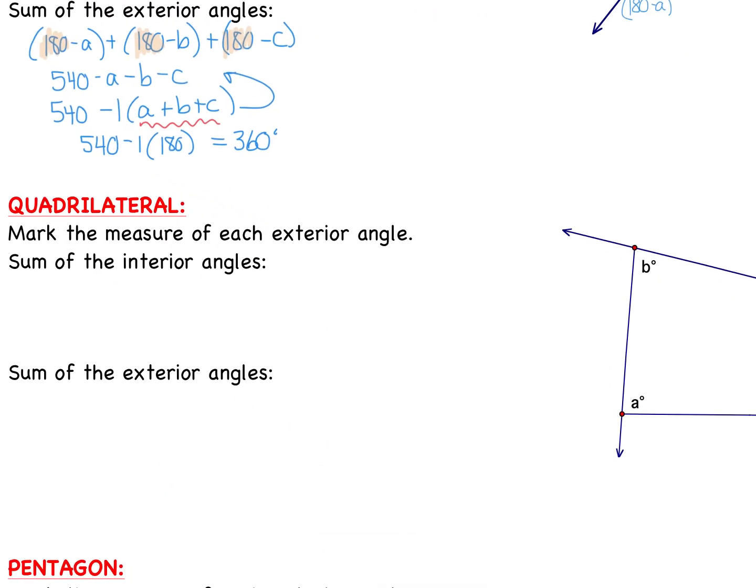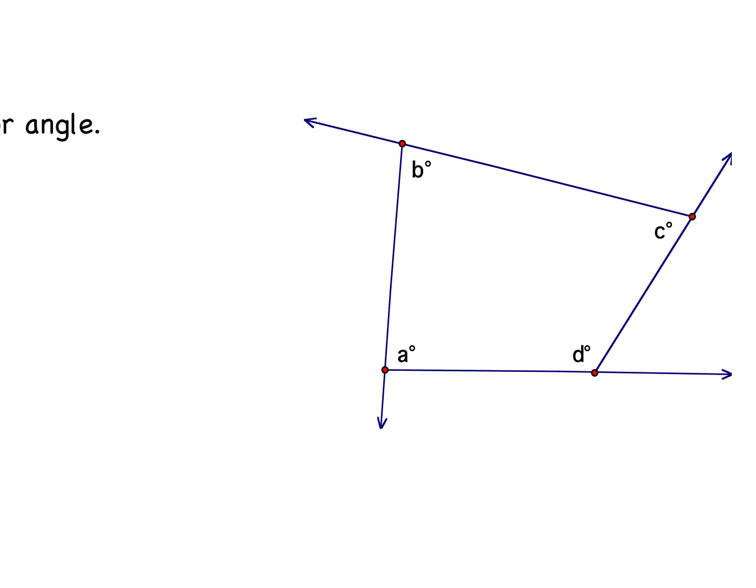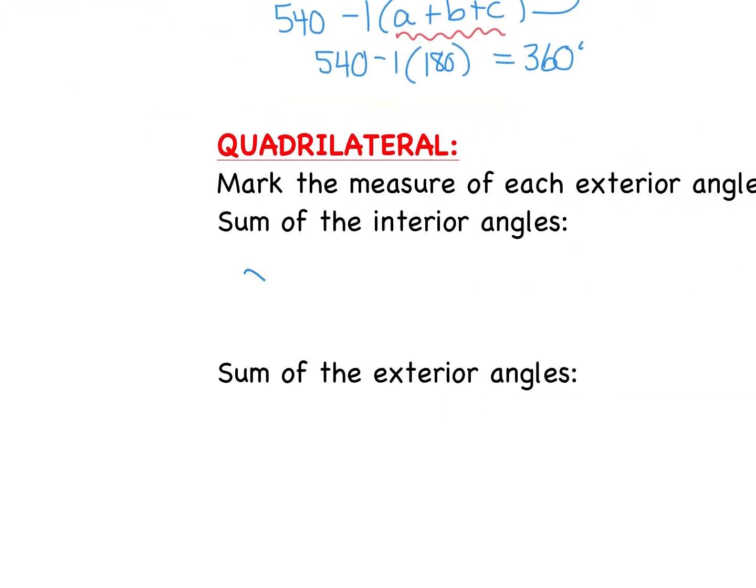Let's do this for a quadrilateral. So I'm going to go ahead and label these angles. I'm going to pause the video and label them the way I did previously, meaning I'm going to take this one, write 180 minus A, and please do the same. All right. First thing, find the sum of the interior angles. A plus B plus C plus D equals 360 because this is a quadrilateral.